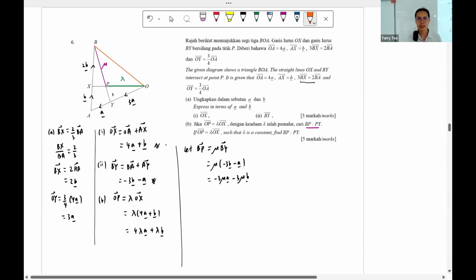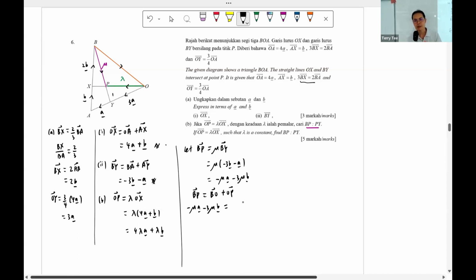Okay, I made a mistake here. Sorry. 3A, not 3. There's no 3 in front. Sorry, it's minus mu A. Thank you. So we know to link them together, maybe I use BP. BP equals to BO plus OP. Okay, BP equals to BO plus OP, so BO plus OP equals BP. So BP already has minus mu A minus 3 mu B.